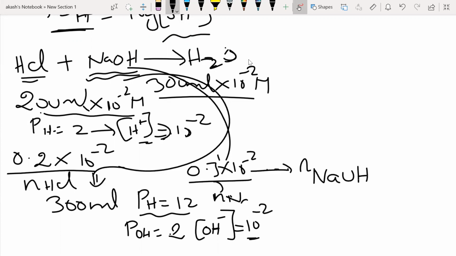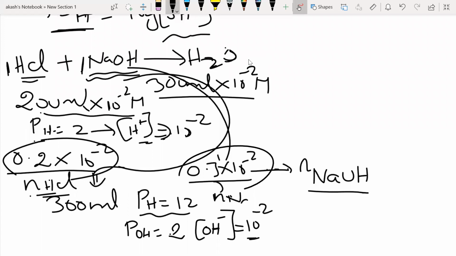Okay, so this is the number of moles of NaOH, and this is the number of moles of HCl. Obviously from the stoichiometry, you can see the requirement is 1:1. That means for 1 mole of HCl, I require 1 mole of NaOH. So if I have 0.2 into this much of HCl, I should have 0.2 into that much of NaOH also. But how much do I have? I have 0.3. So which is in excess? Obviously, NaOH is in excess.